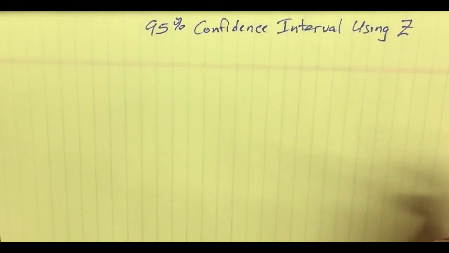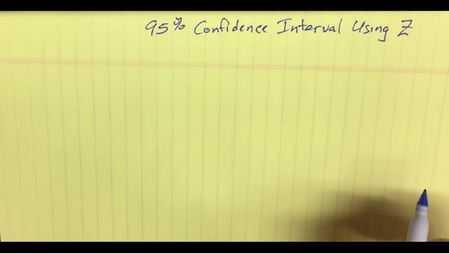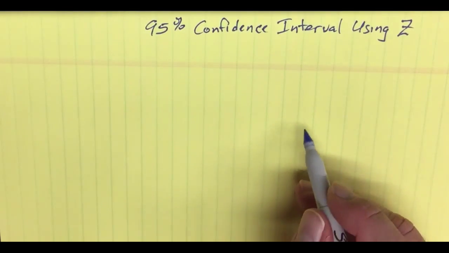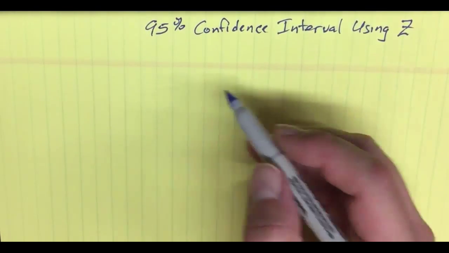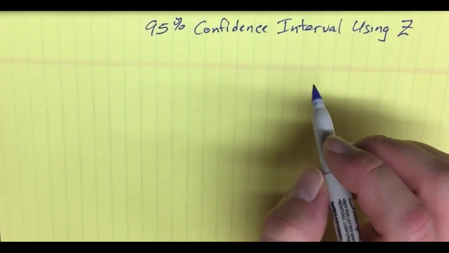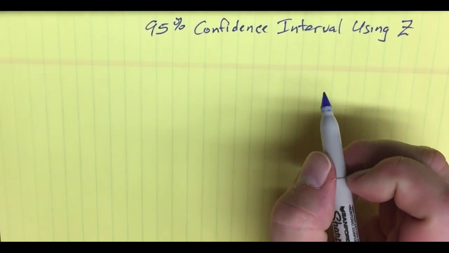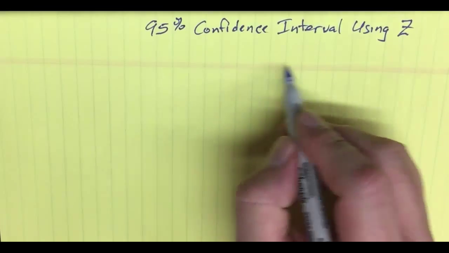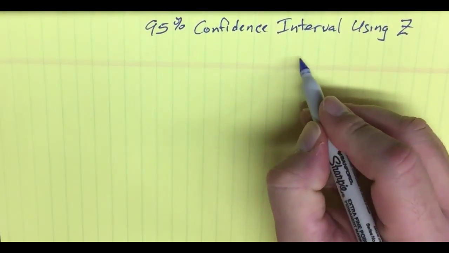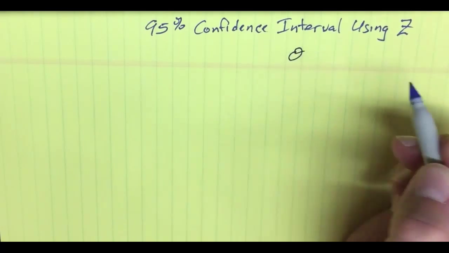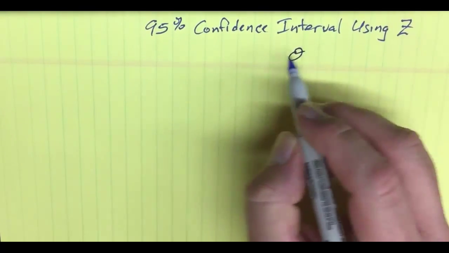Hi, I'm going to introduce you to calculating a 95% confidence interval using z-scores. Now we'll need to do this when we want to know what the population mean is for something, but in order to do this using z-scores, we're going to imagine that we still somehow know the population standard deviation.